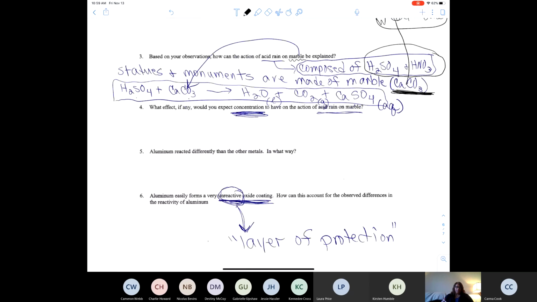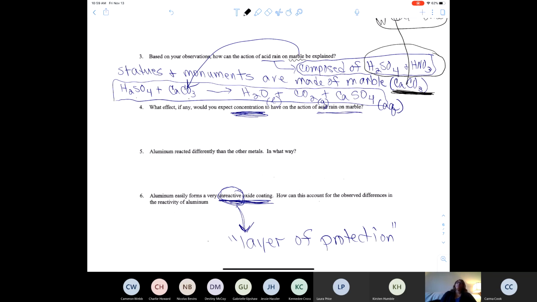And so again, what effect do you expect concentration to have on the action of the acid rain on the marble? So if acid rain is a bigger problem on the East Coast versus the Midwest, then would you expect the statues and monuments in Washington to be in greater danger than a statue or a monument in Chicago, for example?